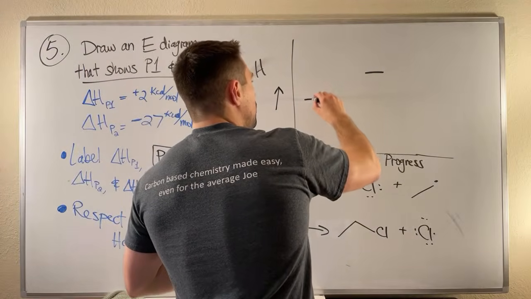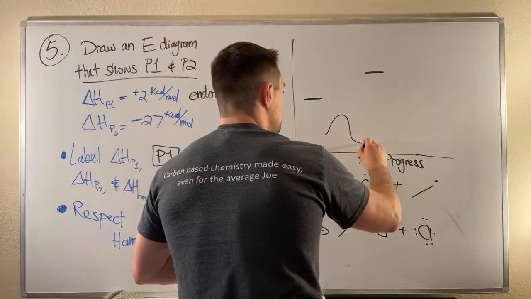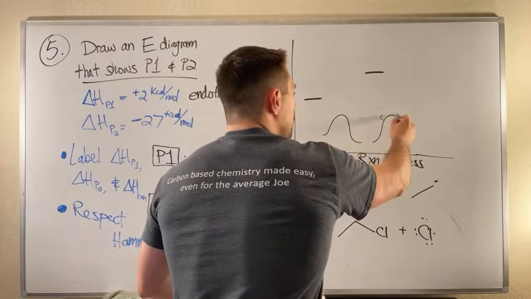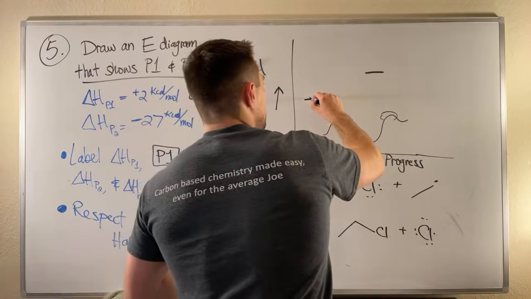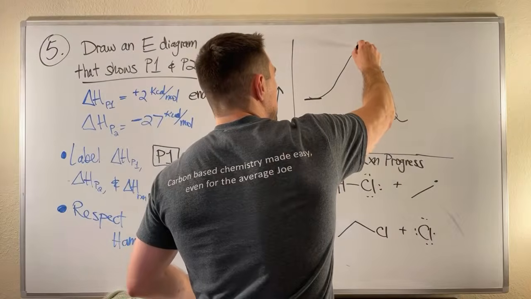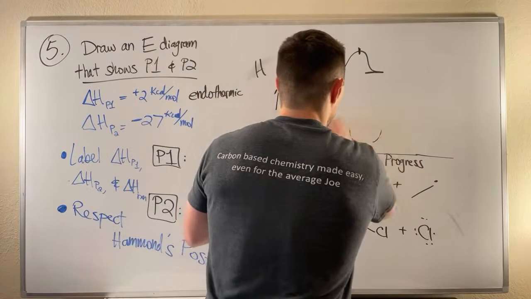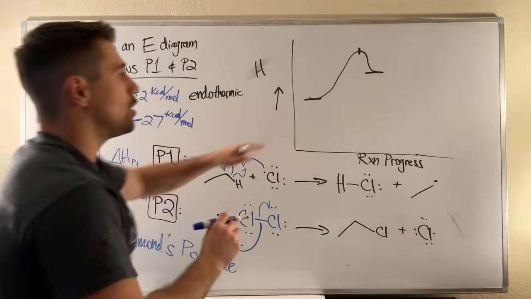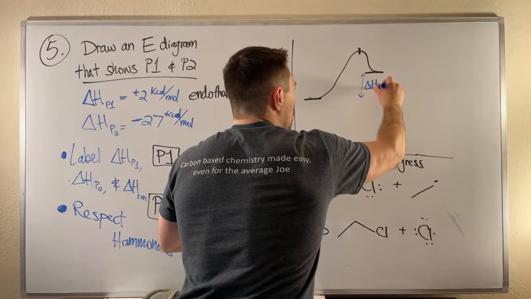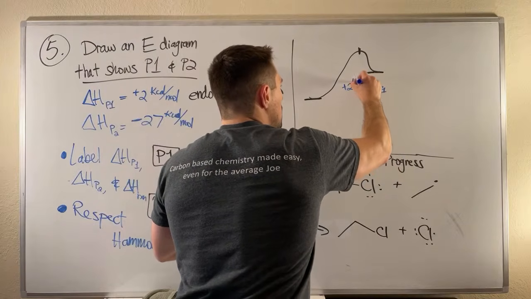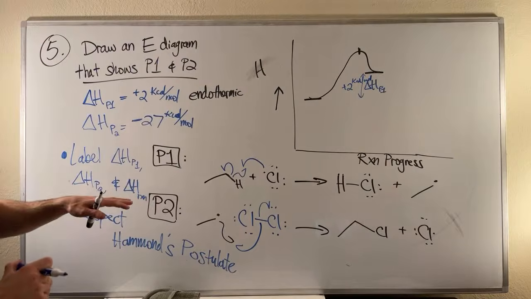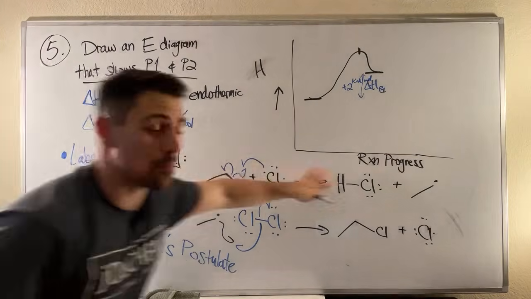Now, I need to be very careful about my hump. Every energy hump is either going to look like this or like this. But because I have a late transition state, I want my hump to be closer to the products. So you draw something like this, because this is the transition state, the peak. And from where I end to where I start, this is my delta H P1. This is the plus 2 kcals per mole. That represents this step right here.